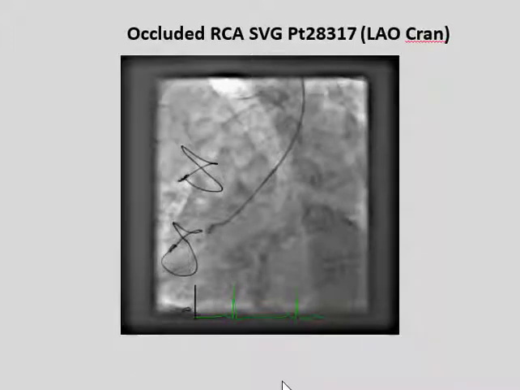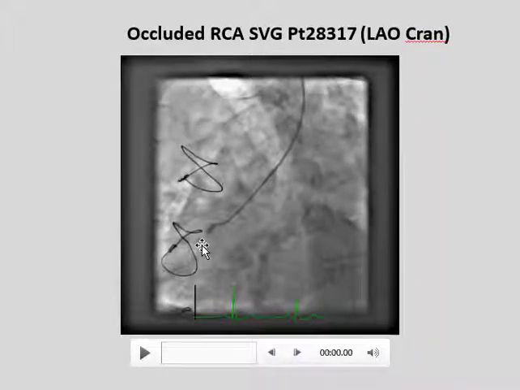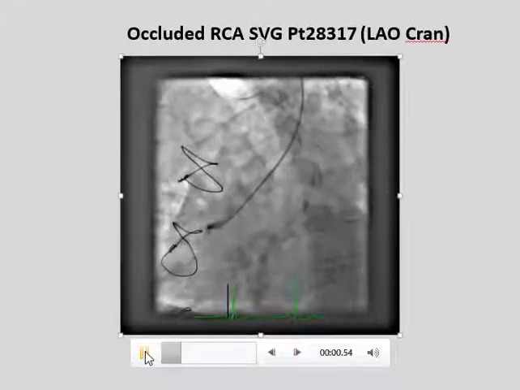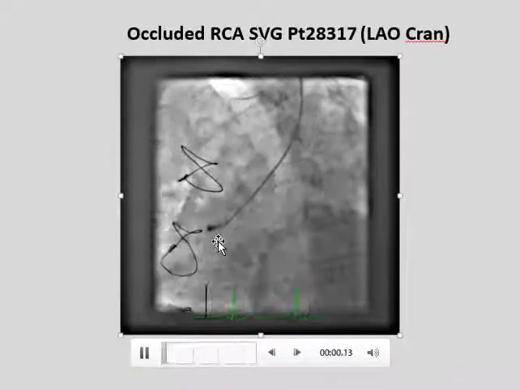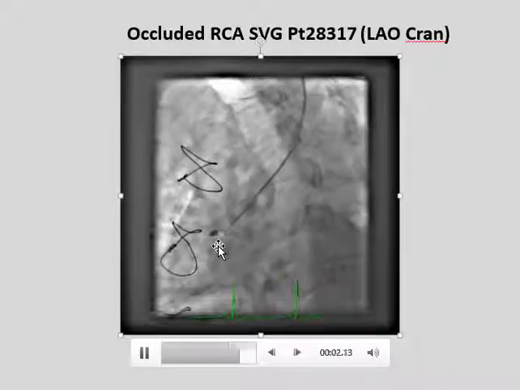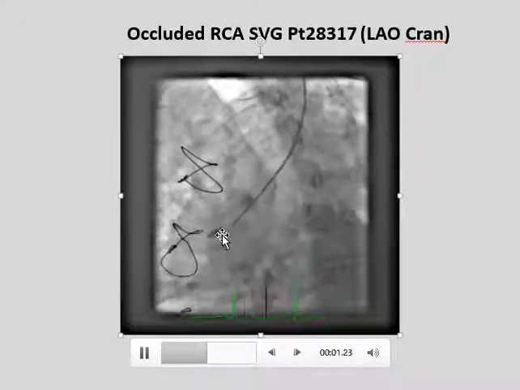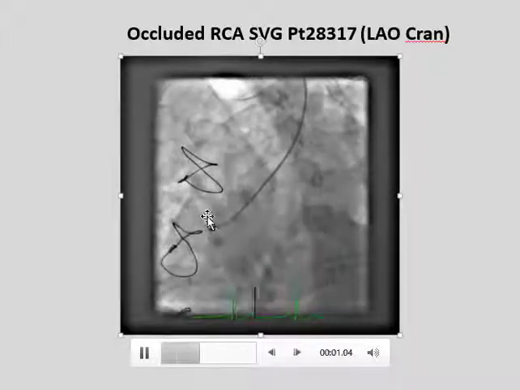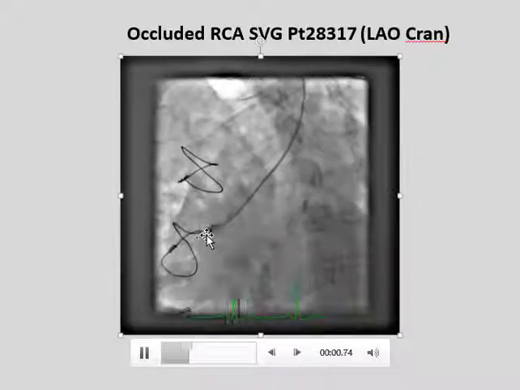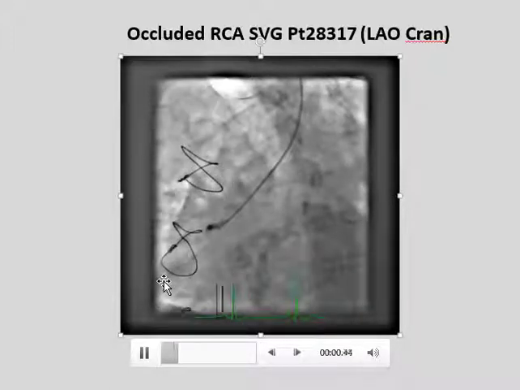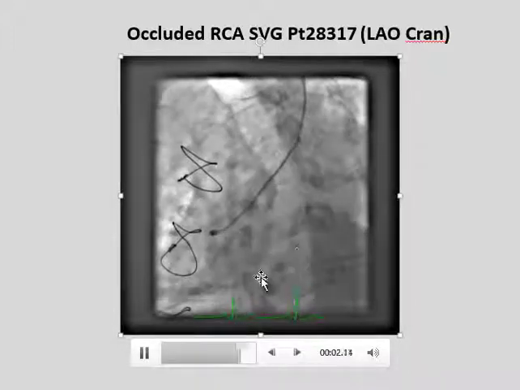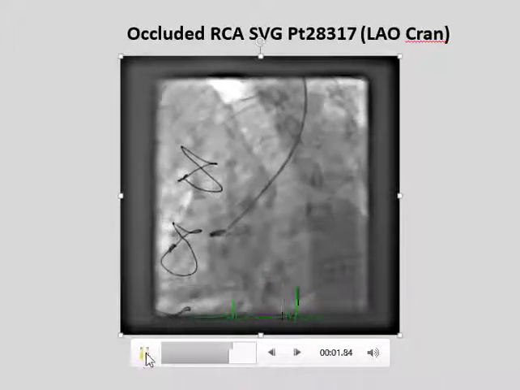This is an example of a totally occluded right coronary artery saphenous vein graft. You can see how it doesn't take much of an injection. The cardiologist can tell it's occluded from his initial test shot, and you can see the reflux moving outwards into the aortic root and no forward flow across that graft. We know it's a saphenous vein graft because of previous observations.